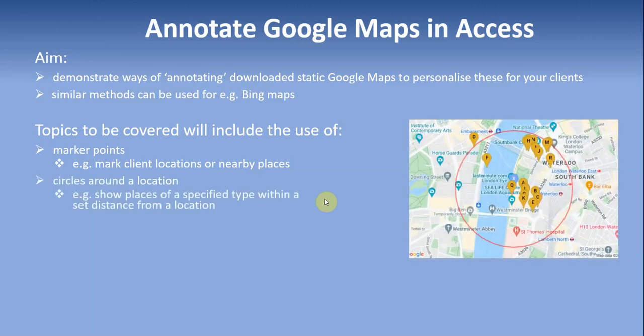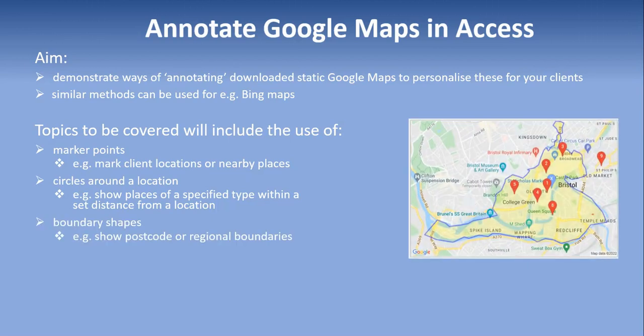I can put a circle around a location, and then within that circle I can actually show places of interest. Up to 20 can be shown at any time, and you can tell it what particular types of place you are interested in looking at. Boundary shapes, where if you have boundary data, for example for a postcode or a county or a state or whatever, you can actually show that on the map as well.